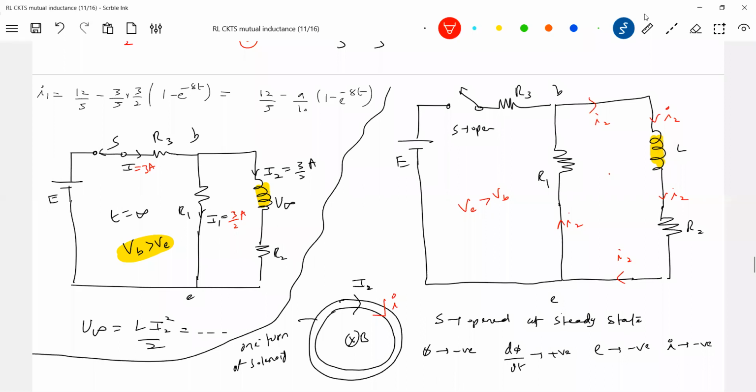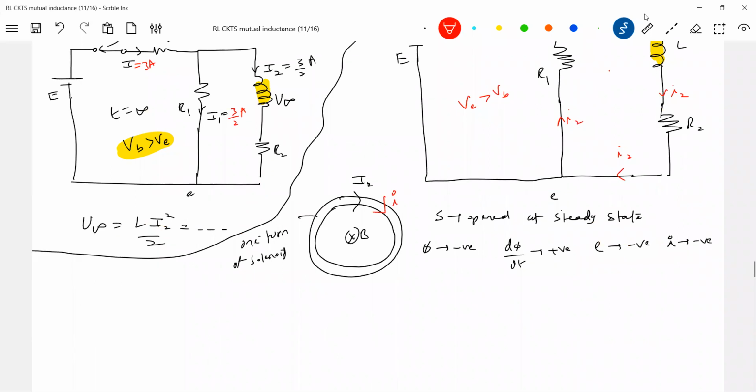So this is like a decay current. So what is the expression for I2? Yesterday I derived it. Now the potential will be EB. Now all the energy that was there in the coil, who will share it? The resistors. So this U infinity is H1 plus H2.